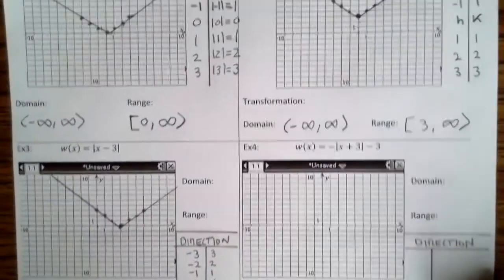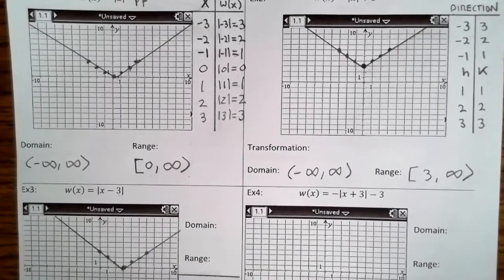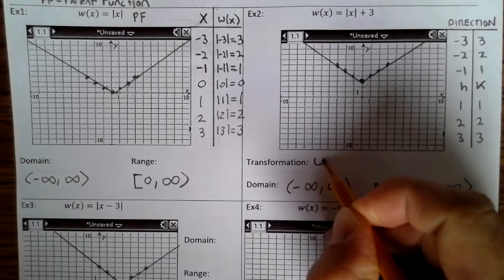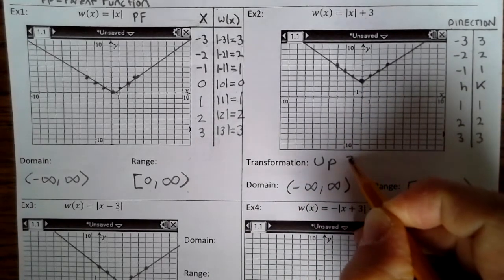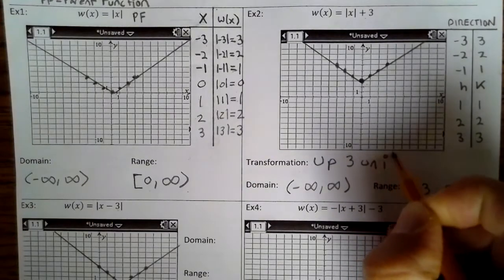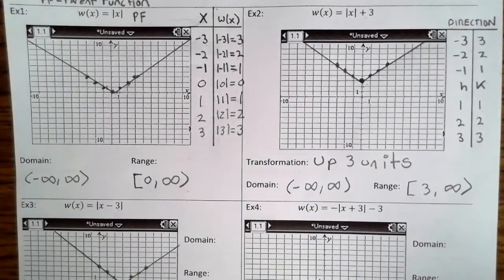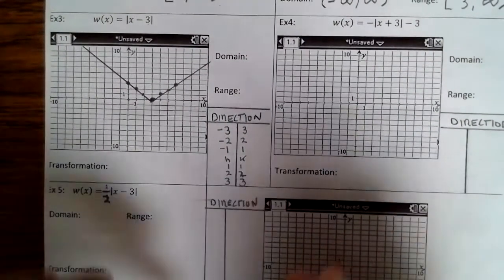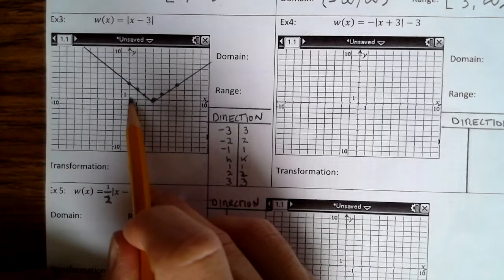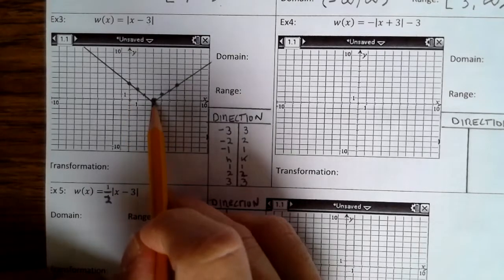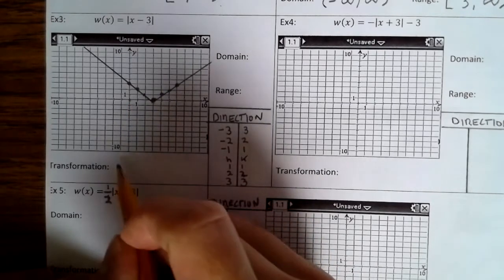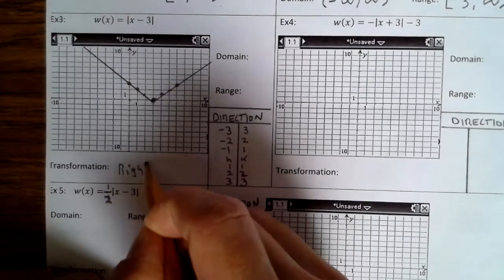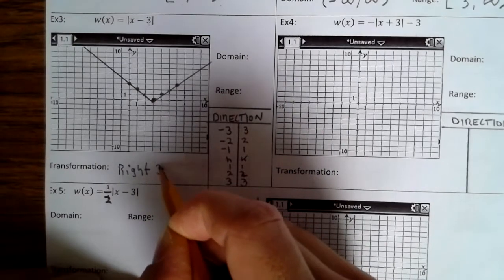Now before I forget, let's take a pause from example 3 and come back up to example 2. The transformation here was up 3 units. Okay. Now leading into that, let's look at this transformation. Well, the vertex was here. Appears the graph has gone right 3 units. This is a transformation.